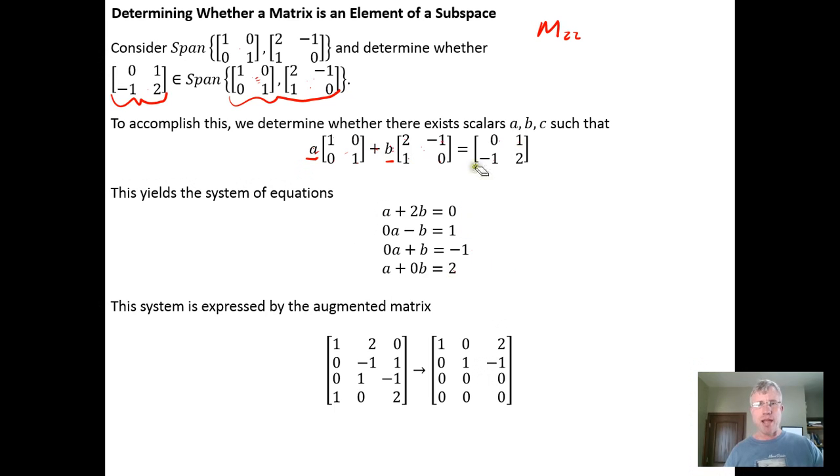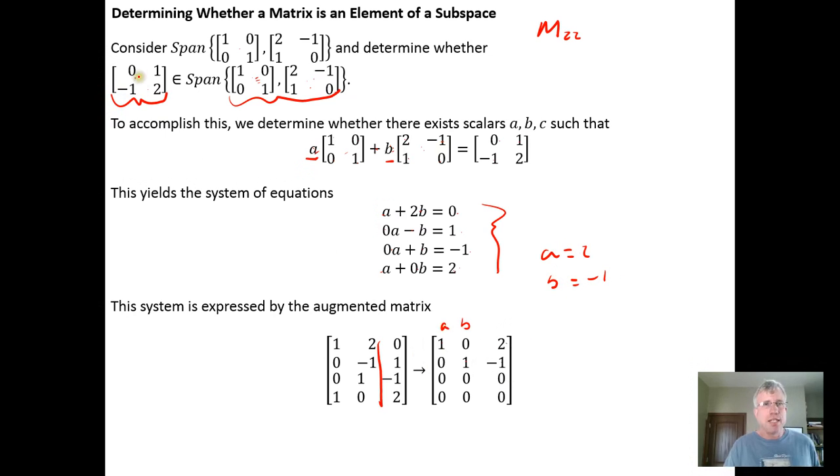Once we have that set of equations, we can either figure it out through substitution or other methods, or we can put it into an augmented matrix where we take 1, 2, 0 and put it into row 1, then 0, negative 1, 1, then 0, 1, negative 1, then 1, 0, 2. Then we put it into, for example, a computer algebra system, or by hand put it into reduced row echelon form. In this case it's already in reduced row echelon form. We have the A column and the B column, so we see that A equals 2 and B equals negative 1.